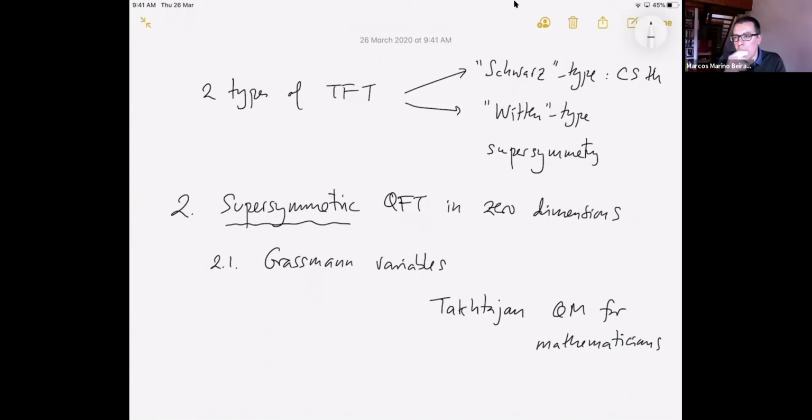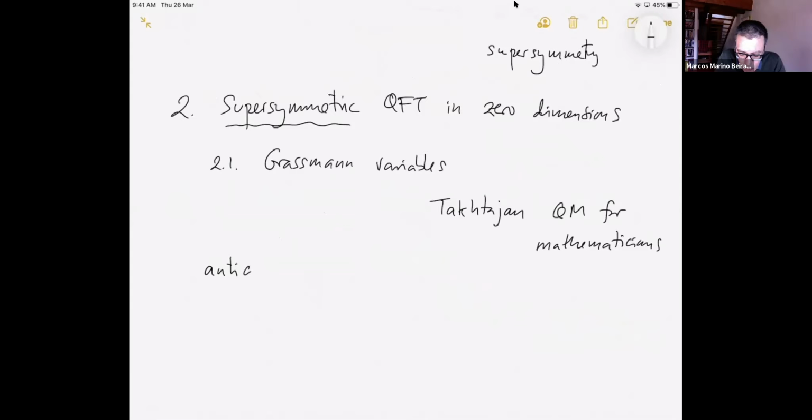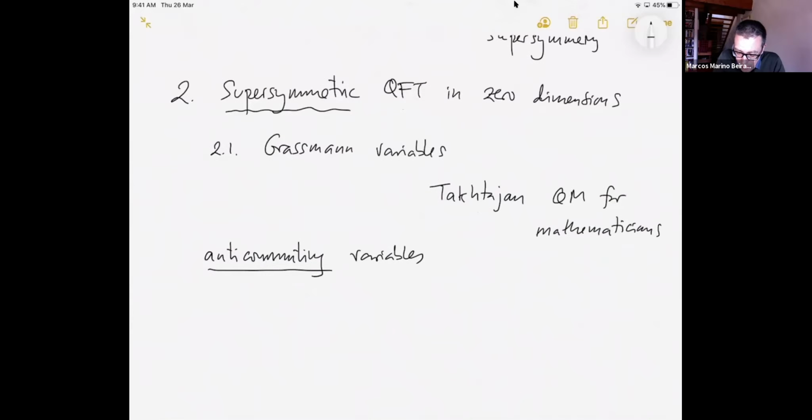And this book has a very, very beautiful chapter on Grassmann variables. Okay, so what are Grassmann variables? Well, Grassmann variables are anti-commuting variables, variables which anti-commute. And this is the most important thing. So you have two Grassmann variables which we are going to denote by the letter theta. They have the property that if you reverse the order in which you multiply them, you get a minus sign.